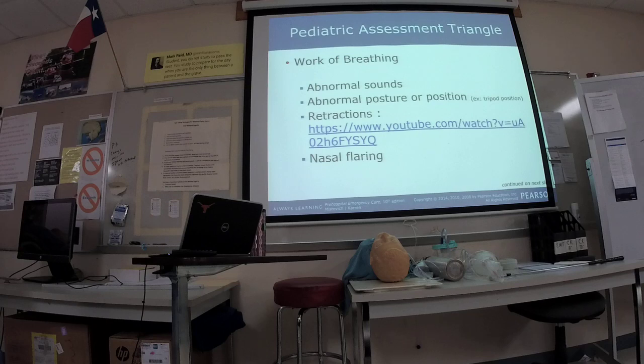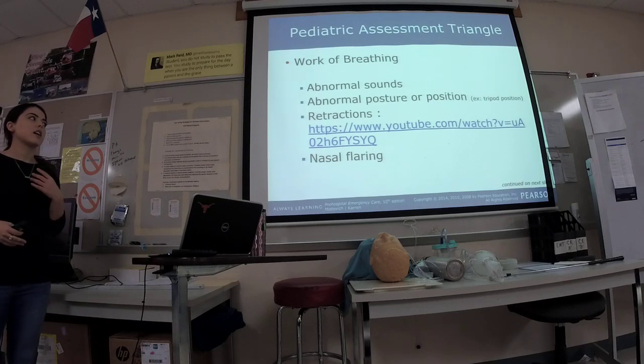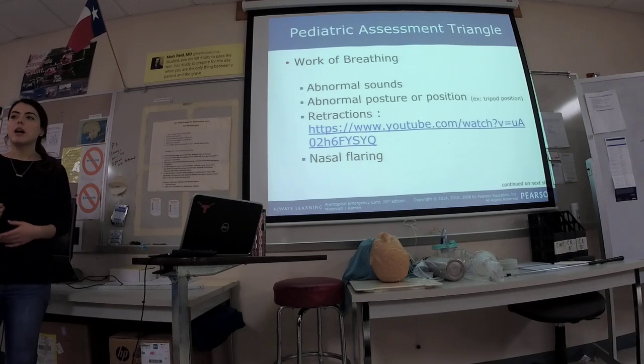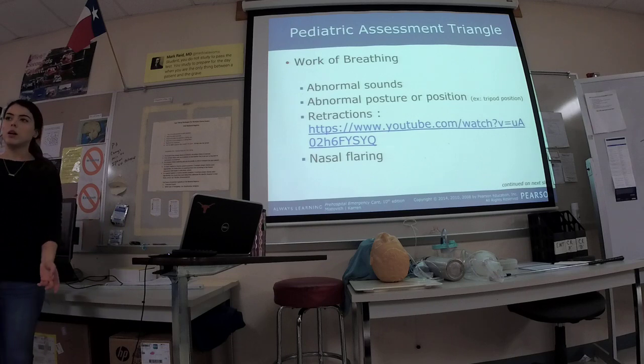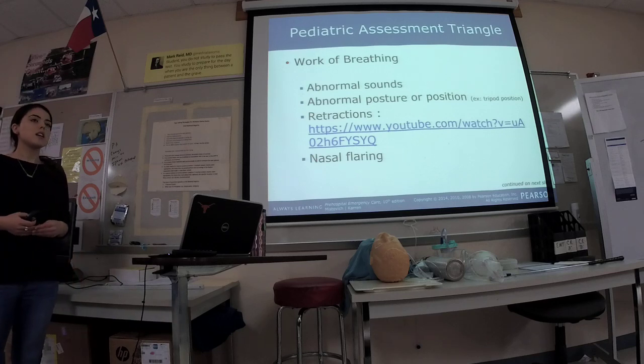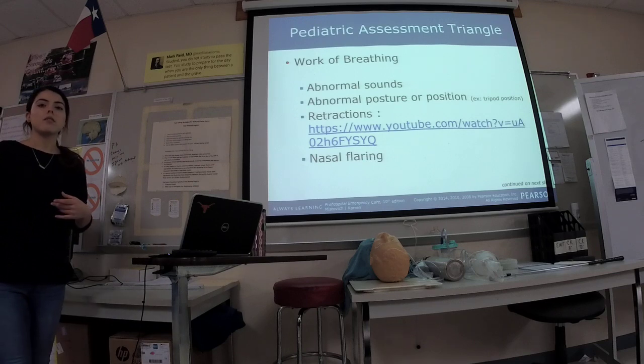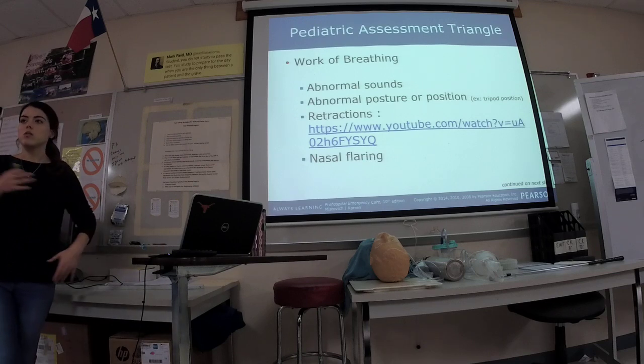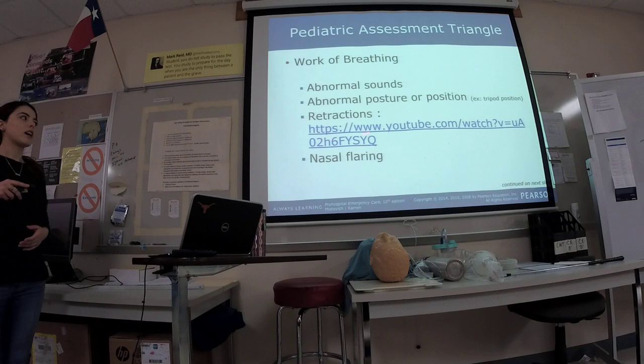With work of breathing, which is the other point of the triangle, we're going to assess if they have any abnormal sounds, or if they're in a posture that would signify trouble breathing, like the tripod position. You guys know how that looks, right? Yeah, they're pretty much like this, hands on their knees. And then any usage of extra muscles in their body, like retractions. I'll show you a video of how that looks.